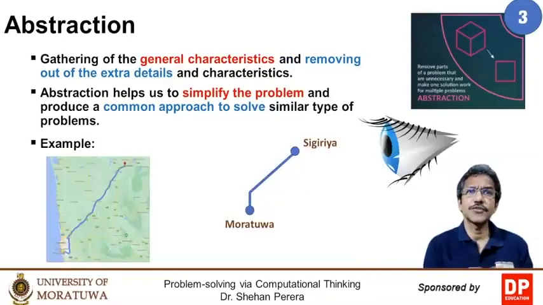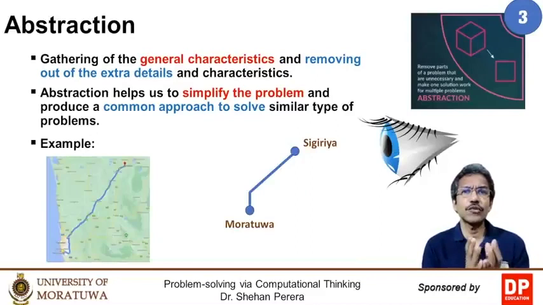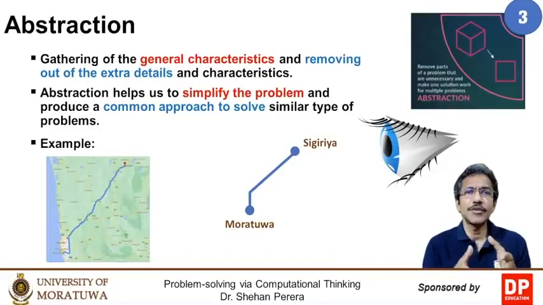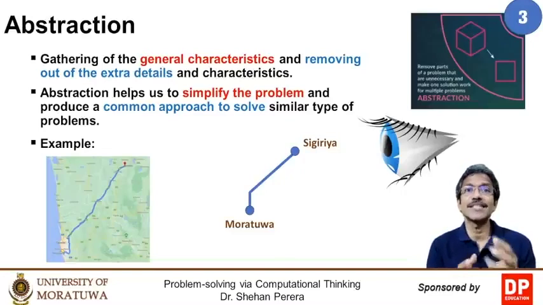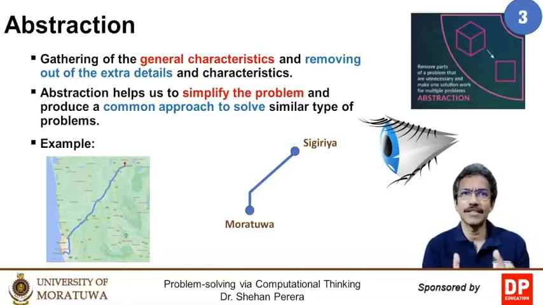Abstraction helps us to solve the problem by looking at the overall problem from a higher level rather than with the minute details of the problem that we need to solve. Also, abstraction helps us to produce a common way of solving the problem and then maybe reuse it to solve other similar problems. For example, if you want to go on a trip to Matara in the south, we may be able to use the abstract level solution that we came up with for the trip to Sigiriya.